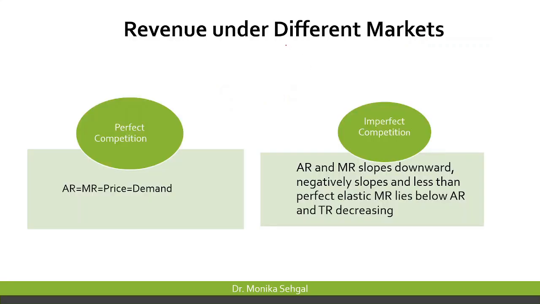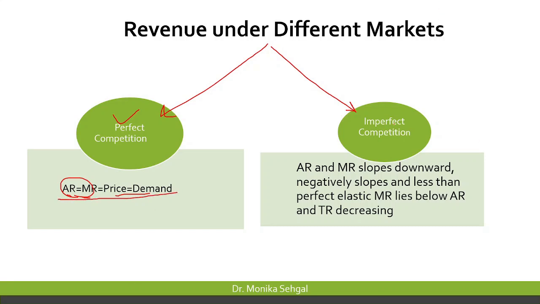Revenue under different markets: there are two types of market, the perfect market and the imperfect market. Whenever there is a perfect competition market, AR is equal to MR. Whenever AR is equal to MR, then the price is also equal to demand. So AR is equal to MR is equal to price and demand. They are all constant and they are all the same.